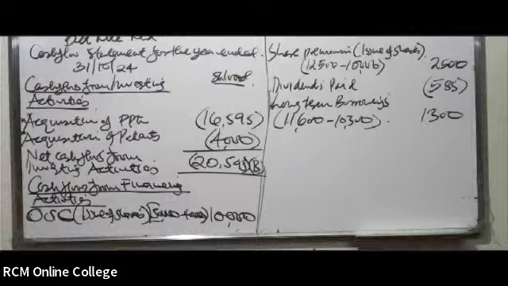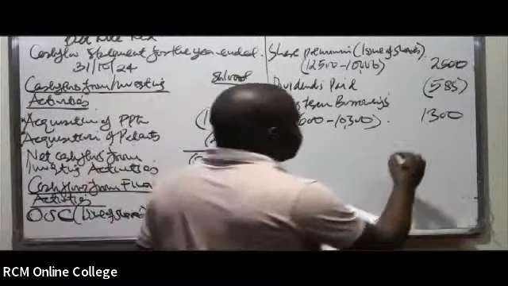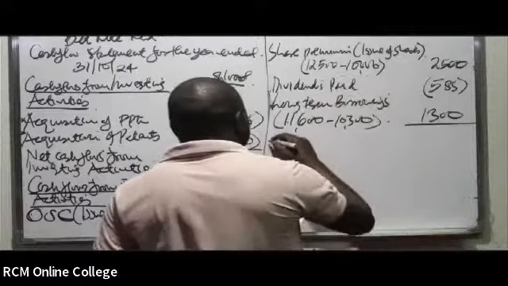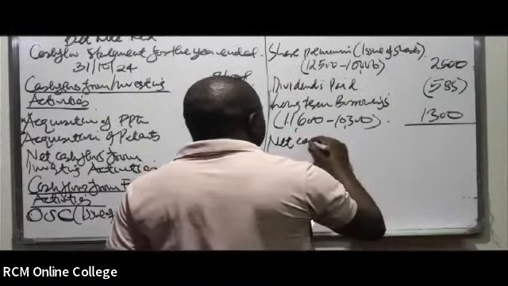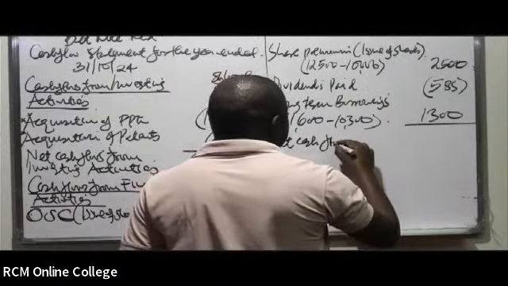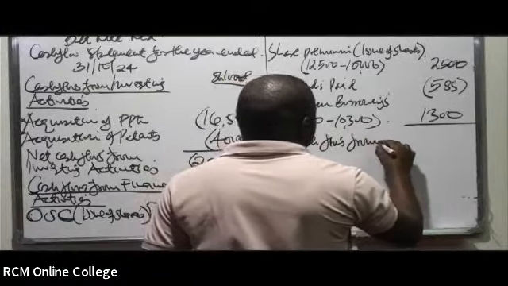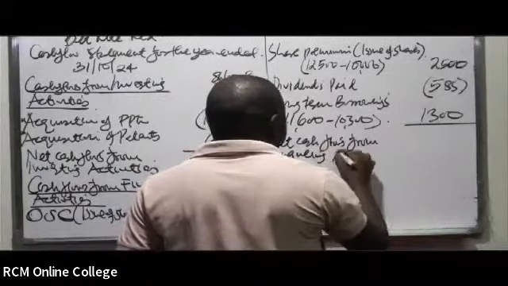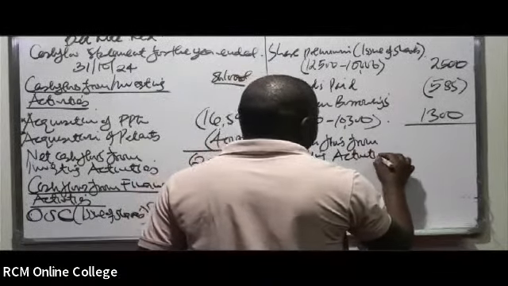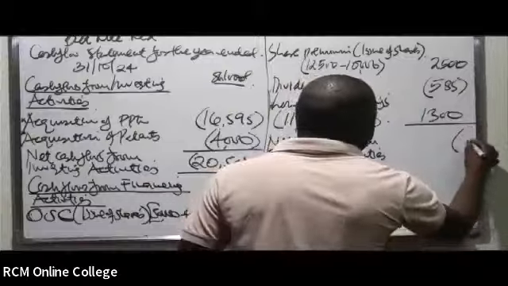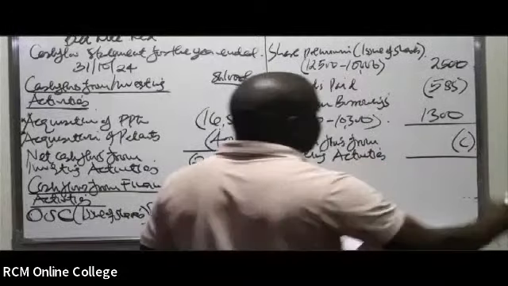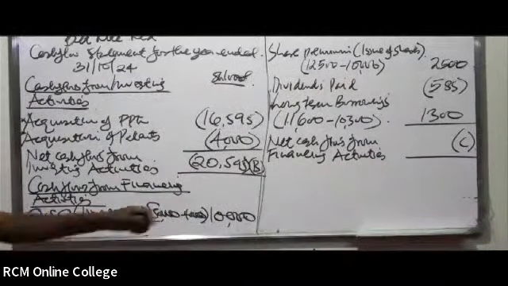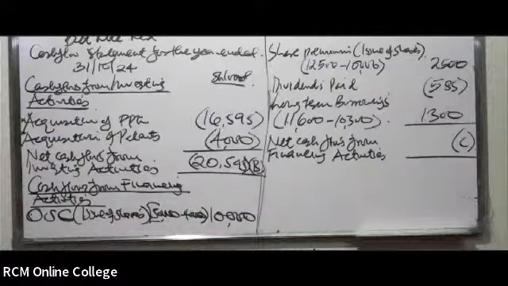With that, you'll be able to get the net cash flows from financing activities. You need to add. What are you getting? The net cash flows from financing activities, which is part C now. When you add these four of them, what are you getting? You're getting 12, 13.